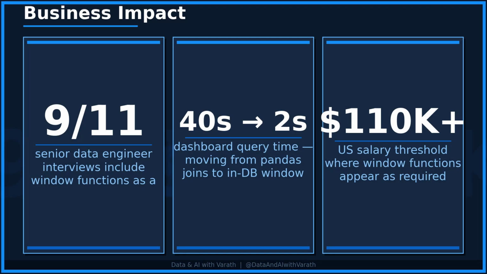Let me give you 3 numbers that matter for your career. 9 out of 11. That's the ratio from a recruiter I spoke to last year. 9 out of 11 senior data engineer technical screens include at least one window function question. Not as a bonus question. As a baseline filter. If you can't write rank over partition by from memory, you are getting screened out before the system design round.